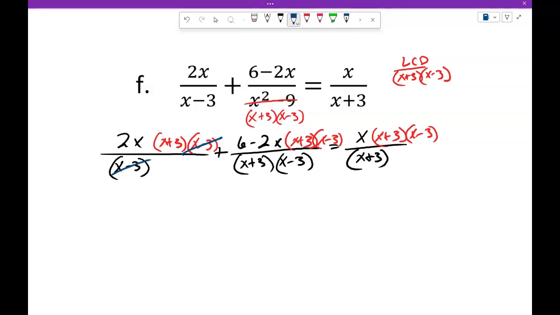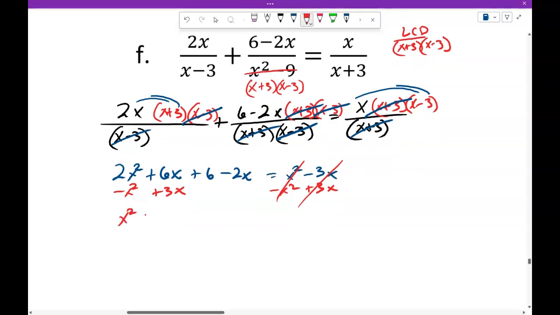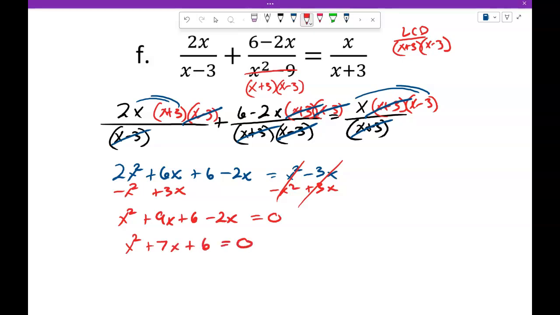X minus 3 will eliminate in the first, and we want to distribute 2x squared plus 6x. Both denominators will eliminate, 6 minus 2x. X plus 3 will eliminate, and we want to distribute x squared minus 3x. Let's subtract x squared from both sides and add 3x to both sides. X squared plus 9x plus 6 minus 2x. And then we can combine like terms. You can also combine like terms first before you bring everything to the same side of the equation.